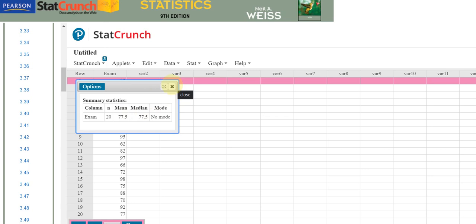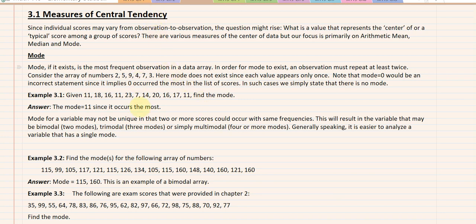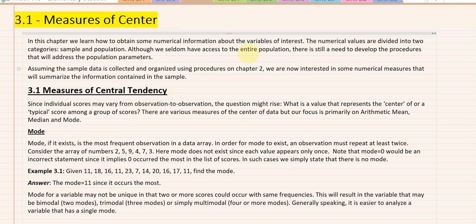Okay, so with that, we are done with this video. I'm going to stop this one, and we're going to move on to our next section, which is section 3.2. In section 3.2, we're going to look at measures of variation. So let me go back to my notes, and we are done with measures of center.